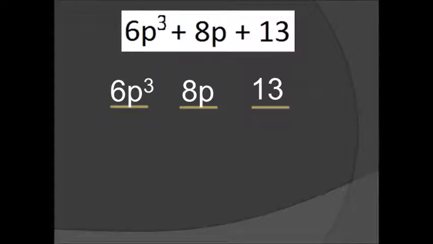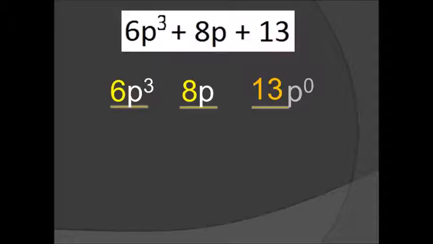Now each of these terms do have a coefficient. We can take a look. The 6 and the 8 are the numerical values associated before the variable. Again, in that textbook definition, we could also see 13 as being a type of coefficient because it is understood that it would be 13p to the 0. Although it's not written down.